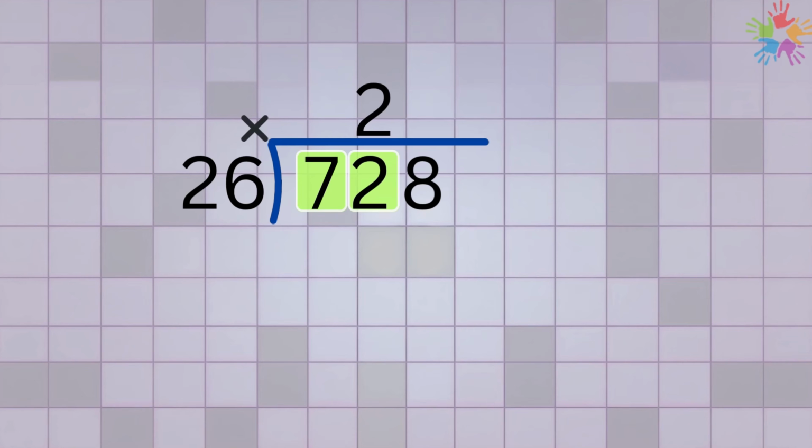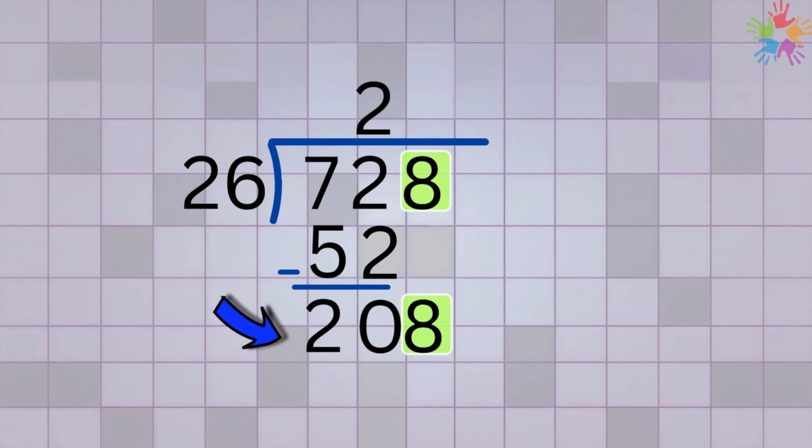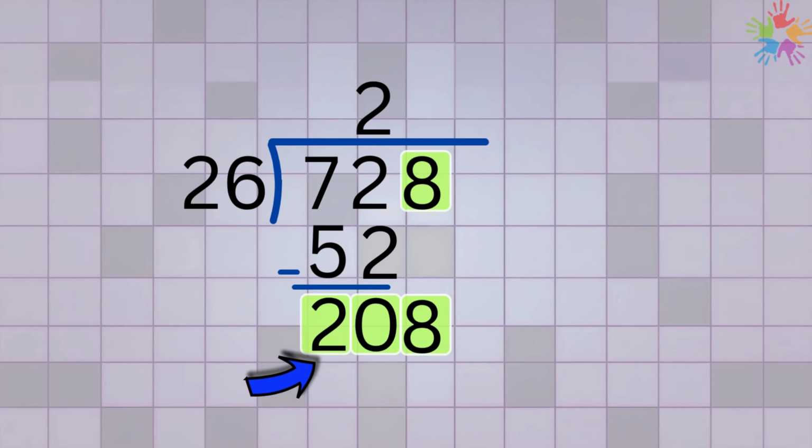Now multiply. 2 times 26 equals 52. Now subtract 52 from 72. That leaves us with 20. Again, we bring down the next digit from the original number, which is 8. This turns our leftover 20 into 208. We now ask, how many times does 26 go into 208?